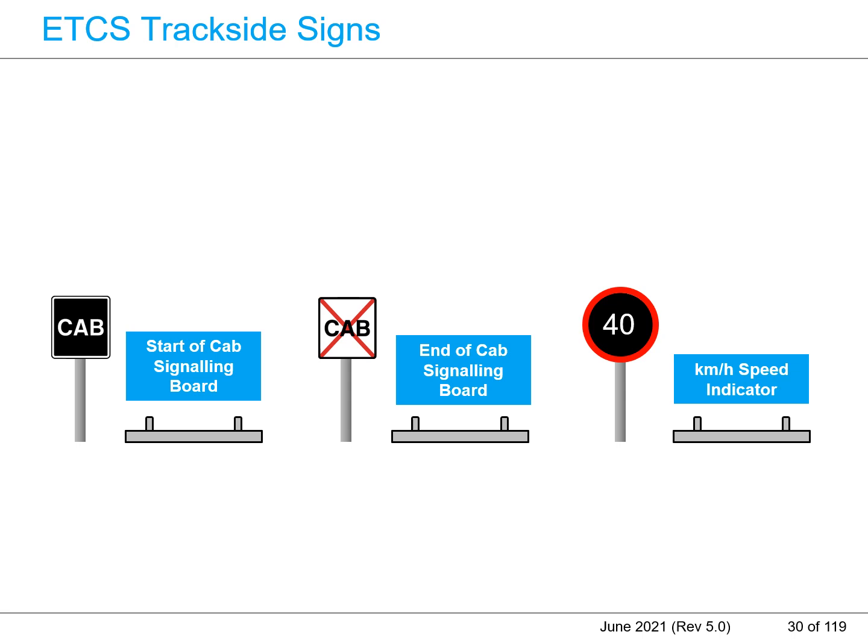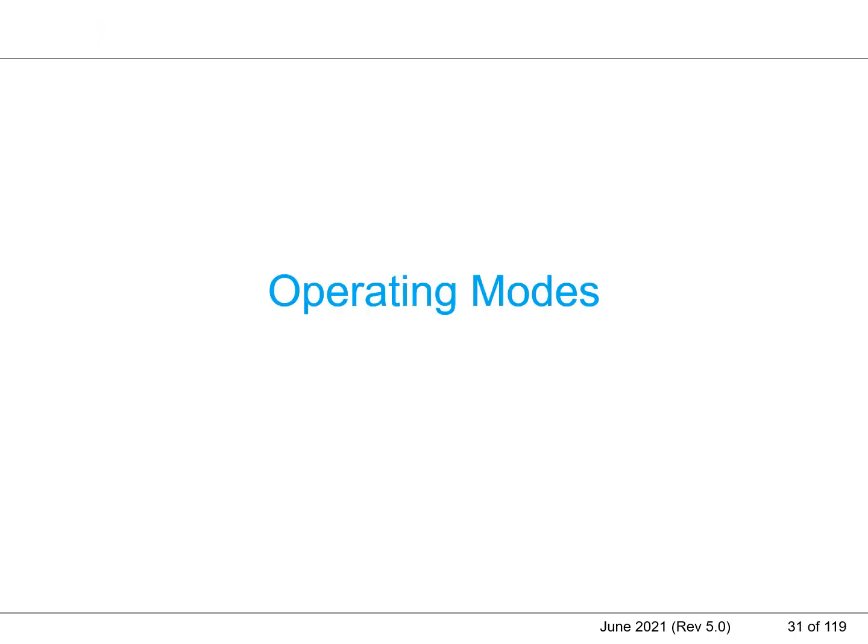The km/h speed indicator provides speed information to the train driver when the track speed is below the ETCS non-full supervision ceiling speed value. The ETCS operating mode is an operating state of the onboard ETCS with a specified split of operational responsibilities between the onboard unit and the train driver.